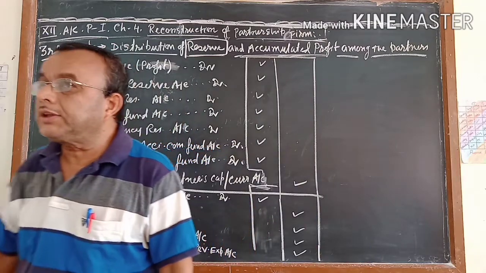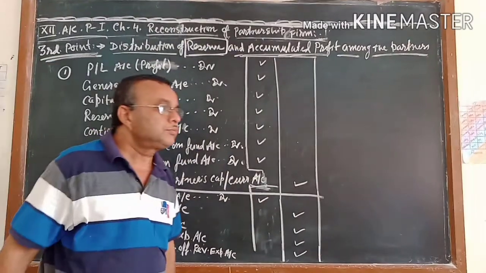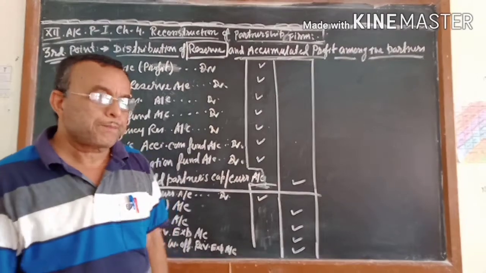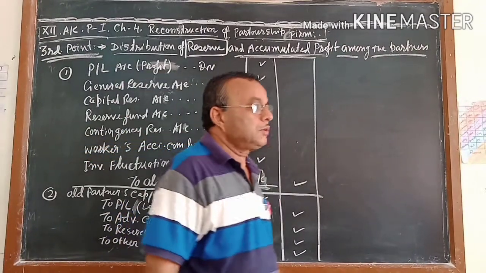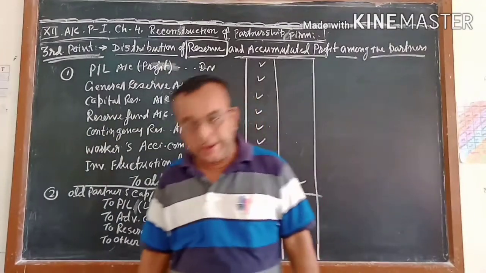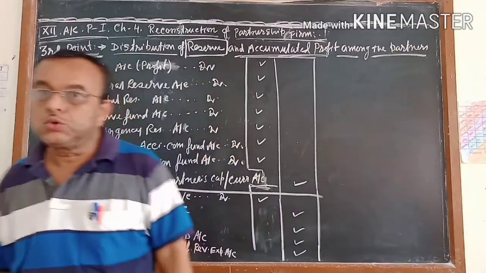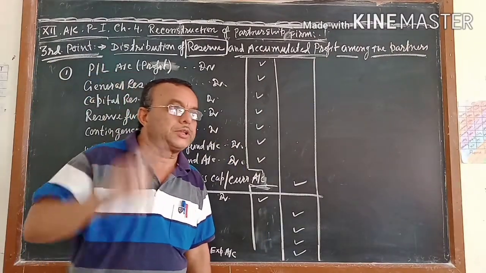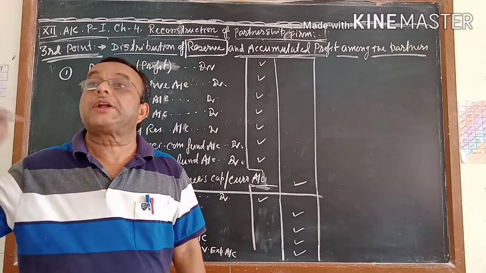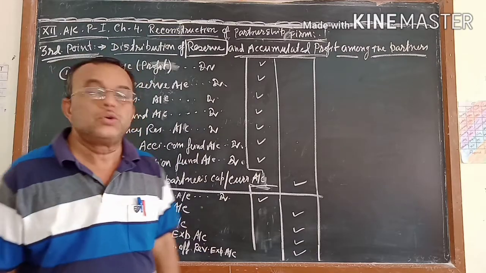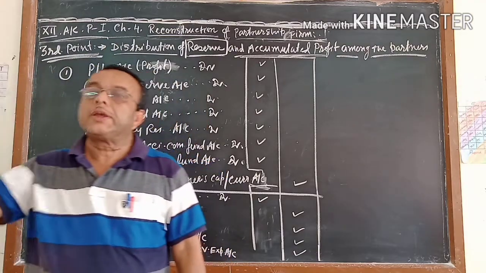Where have you taken the money from? The money you have taken from profit. Which profit? It may be capital profit or it may be revenue profit. Two types of profits are there: one is operating profit and another is non-operating profit, which are called revenue profit and capital profit.